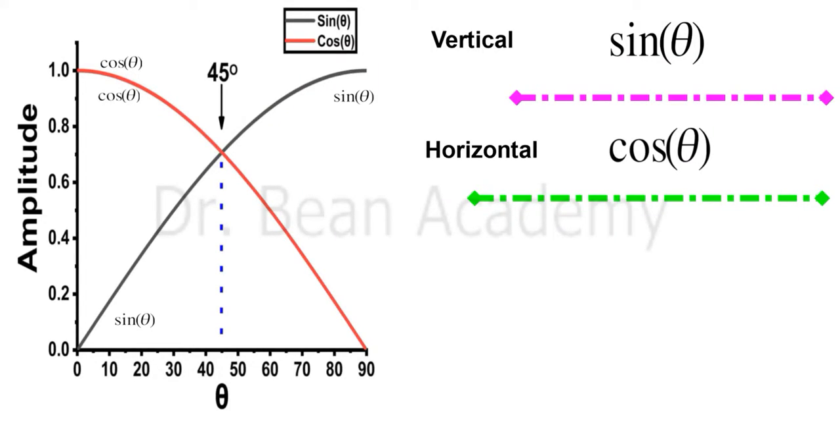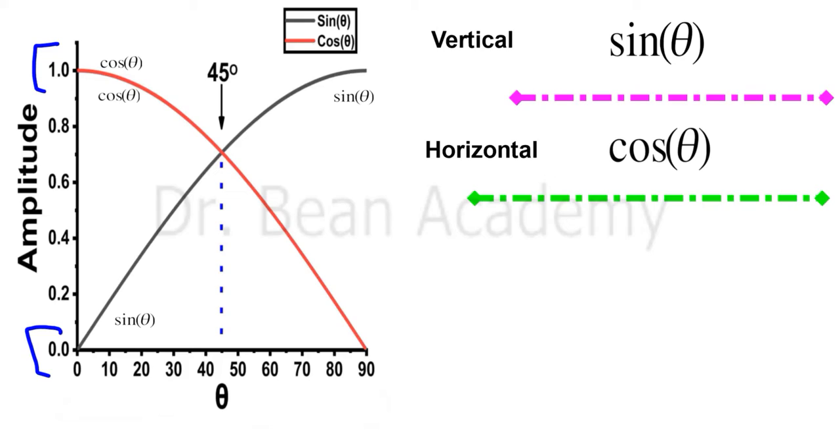Let's have a look at the graphs of sine and cosine of theta. The red line is the graph of cosine of theta and the black line is the graph of sine of theta between angle 0 and 90 degrees. The maximum value sine or cosine can get is 1 and the minimum is 0.